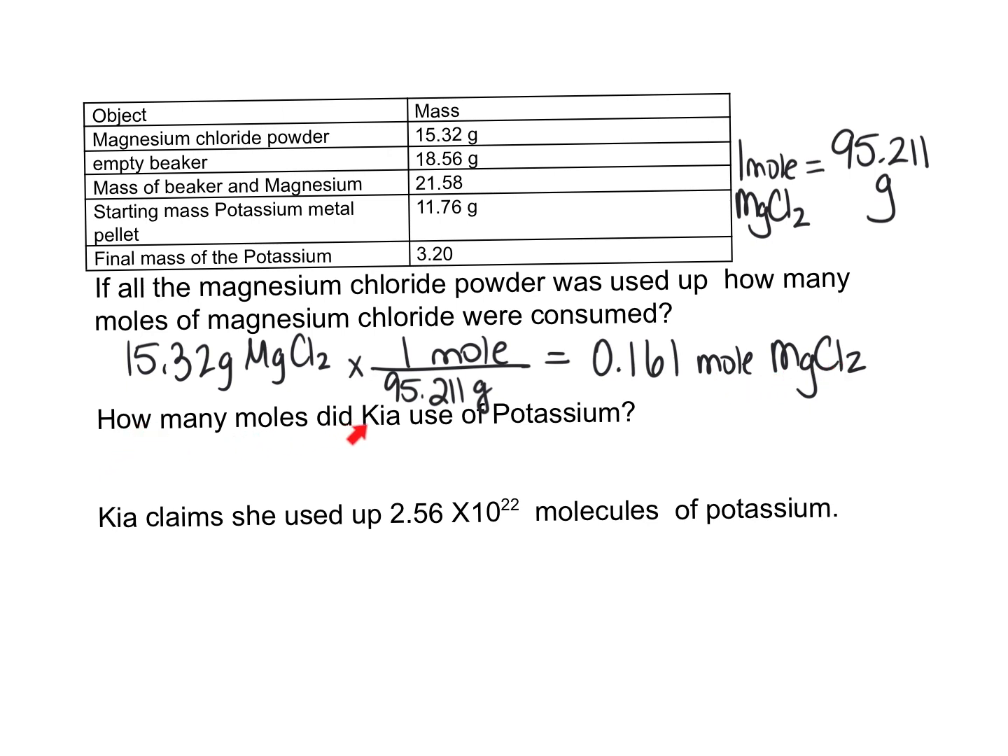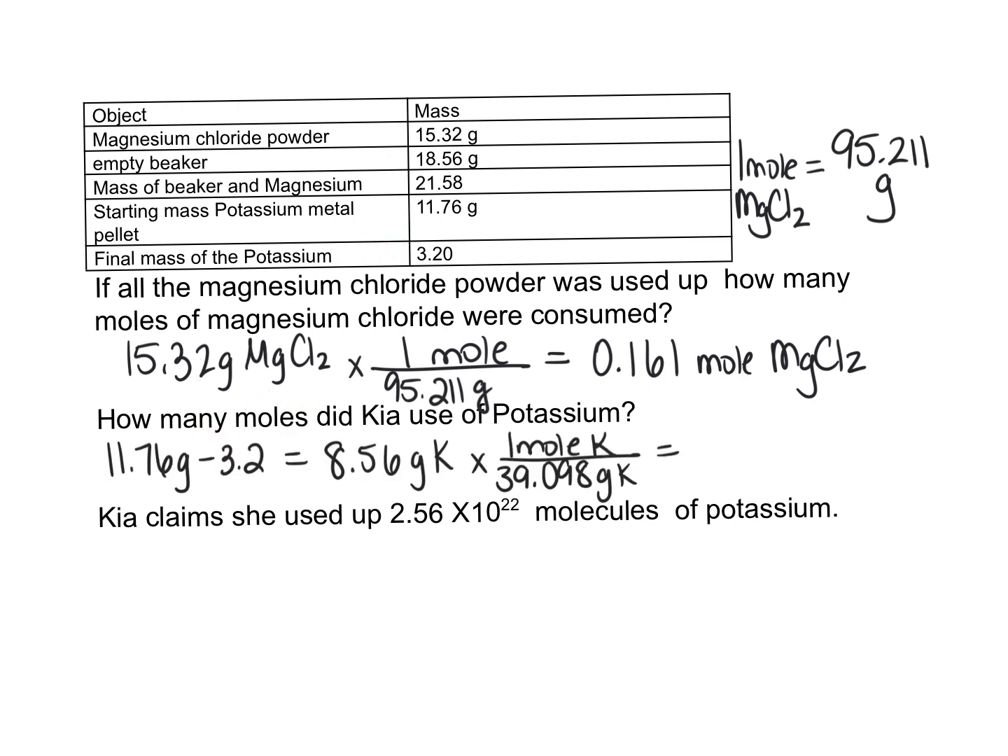Now, how many moles did Kia use of potassium? So we've got to look at our starting mass of our potassium and our ending mass of our potassium, find out how many grams that would be, and then we're going to need to convert that to moles. So my first step is I subtracted to find 8.56 grams of potassium. I got these numbers from my data table up here about potassium.